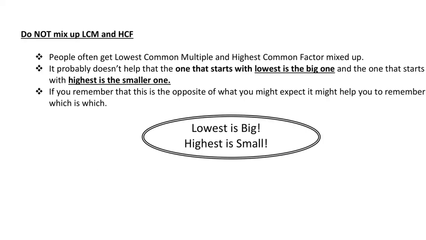And just to note, don't mix up LCM and HCF. People often do get confused between them. It probably isn't helpful that one starts with the lowest and one starts with the highest, but it's the multiple and factor bit that is the giveaway. So if you're looking for the lowest common multiple, we're looking for a number that's bigger, and if we're looking for the highest common factor, we're looking for a number that's smaller.